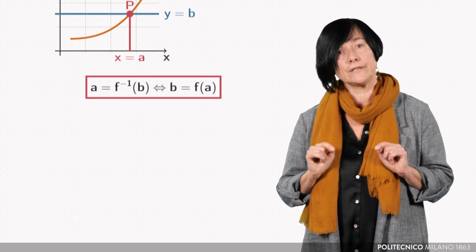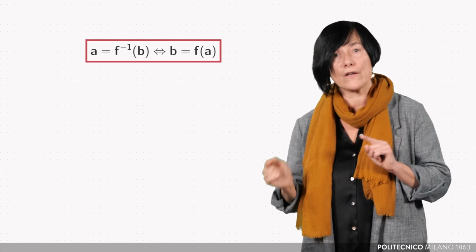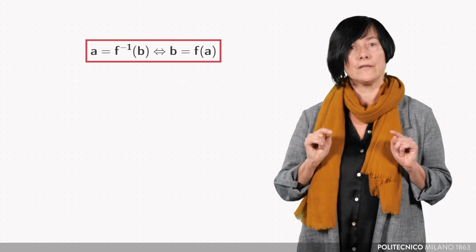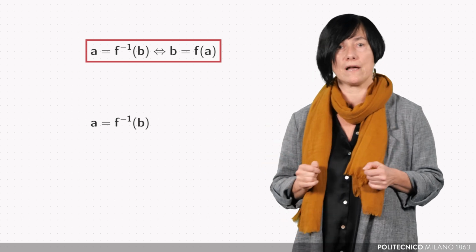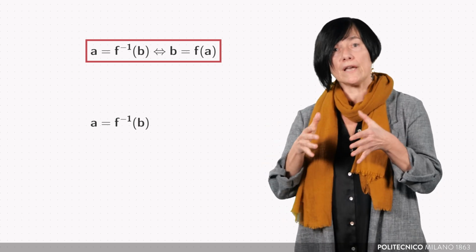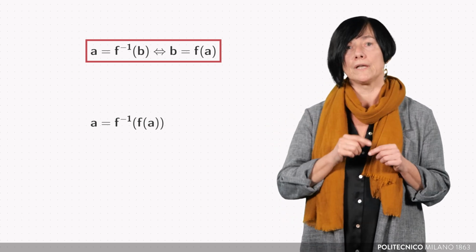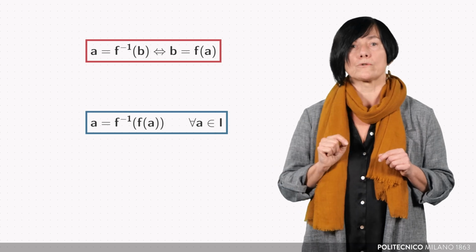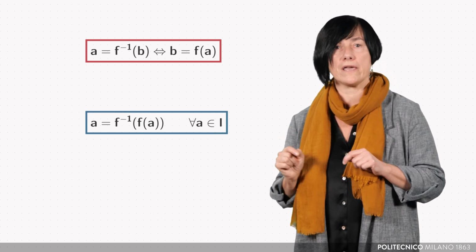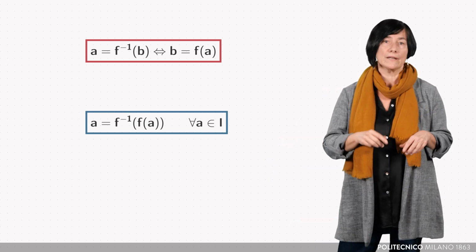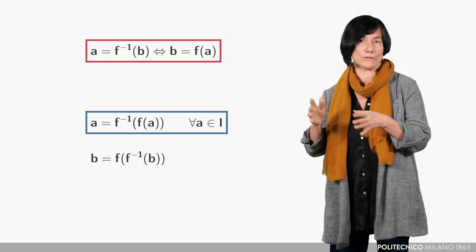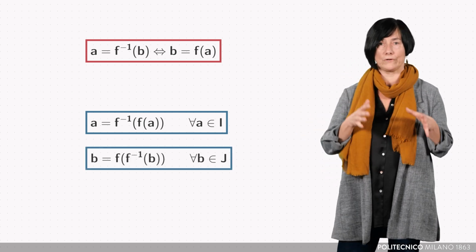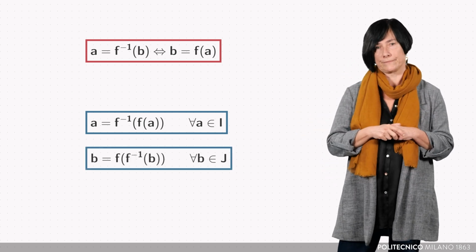We observe that each of the two functions undoes the effect of the other. In fact, given any a in I, substituting b with f(a) in the first equality, we get f^-1(f(a)) equals a. Similarly, f(f^-1(b)) equals b for every b in J.